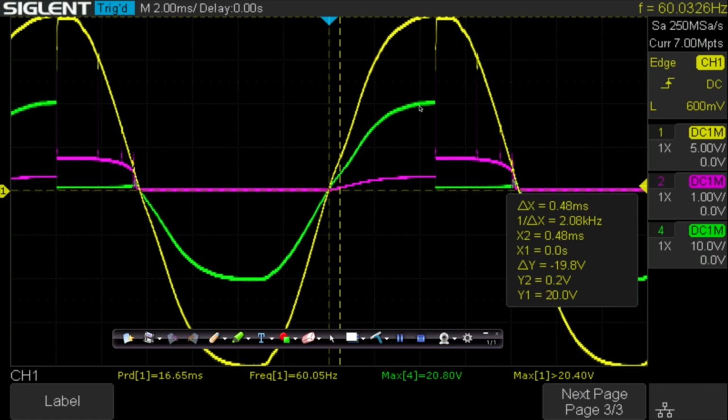Anyway, I hope this was useful in helping you measure the firing angle for the SCR.